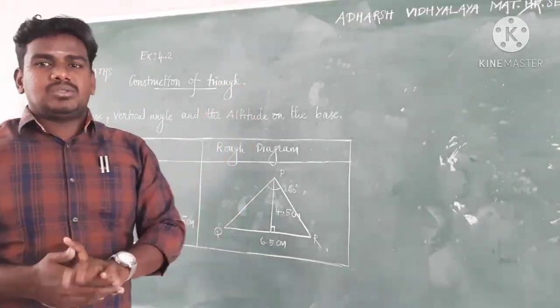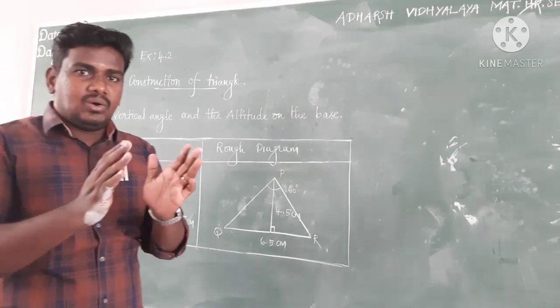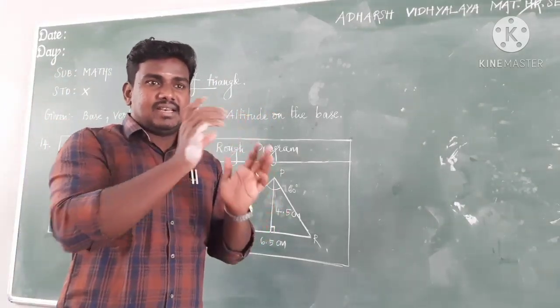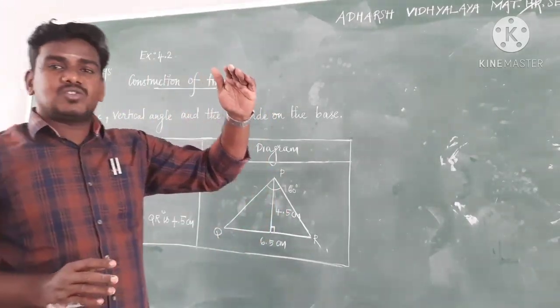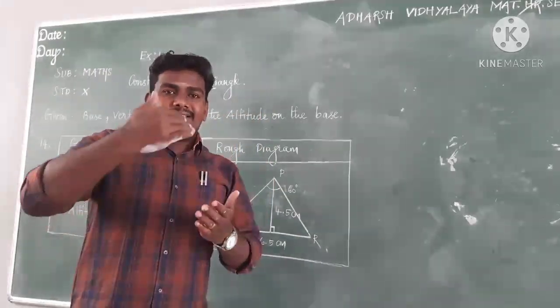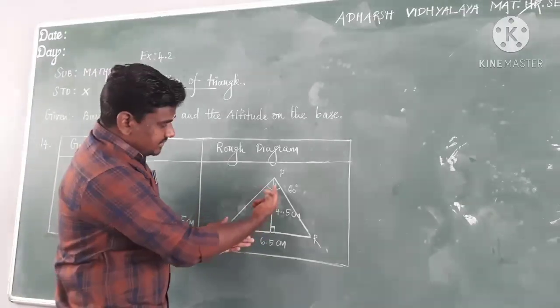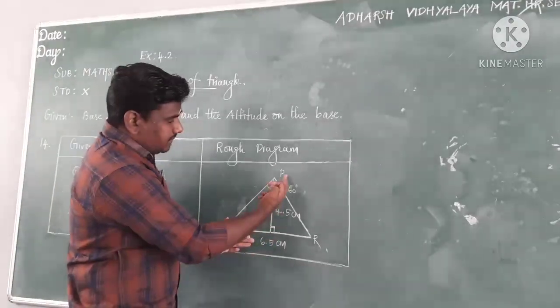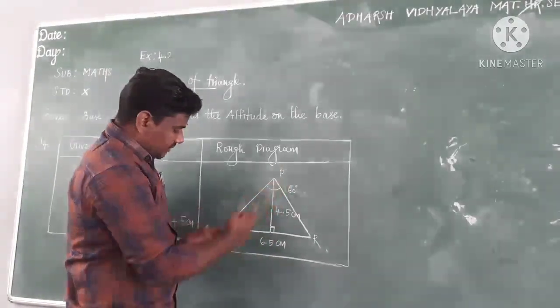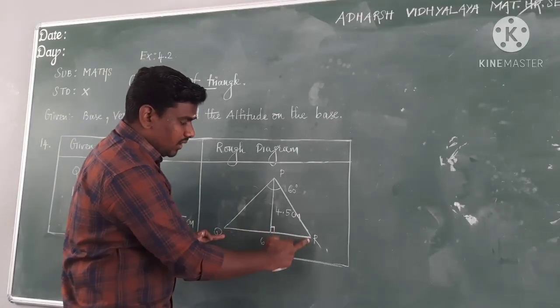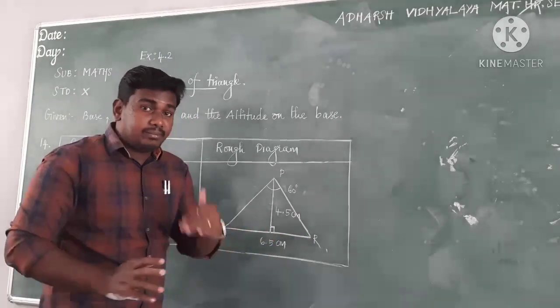It is a line segment drawn from one vertex to the opposite side. It is perpendicular to the opposite side. Look at this diagram. This is the altitude from the vertex P to the side QR; it is perpendicular.